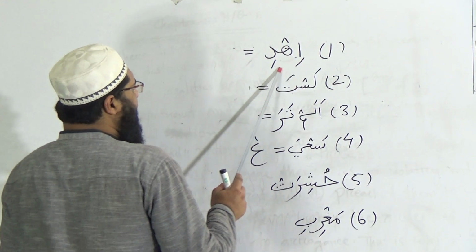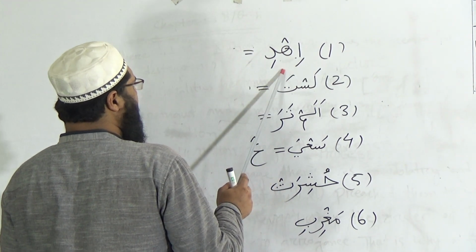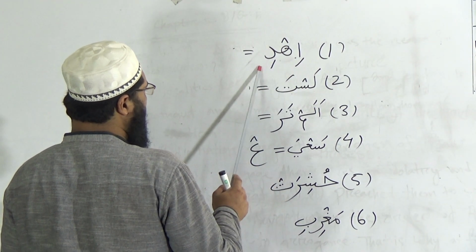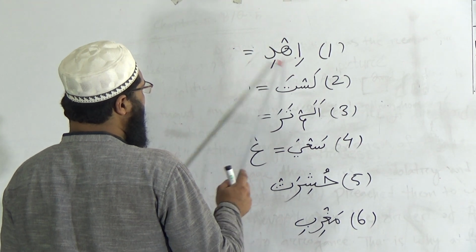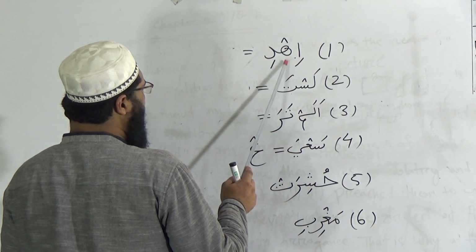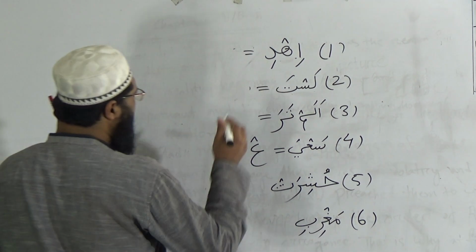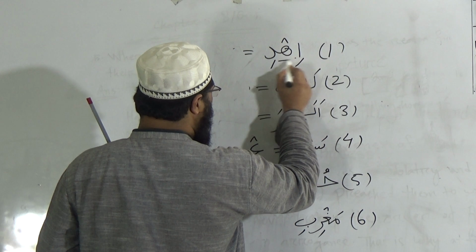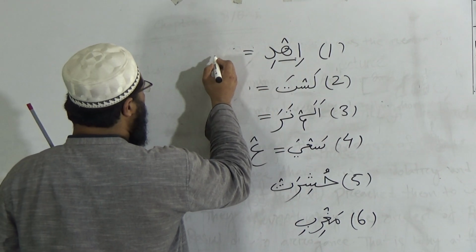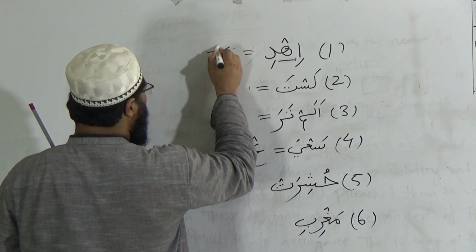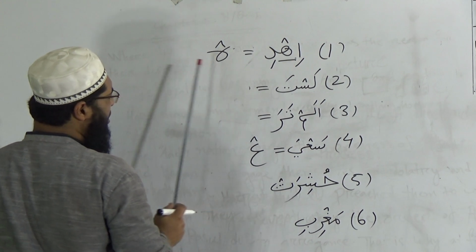My dear students, here our first number Arabic word is ihdi. Ihdi. In this word ha has taken Jazam. Now we will identify the Jazam taken huruf ha. Then we will write ha and Jazam. Ihdi.